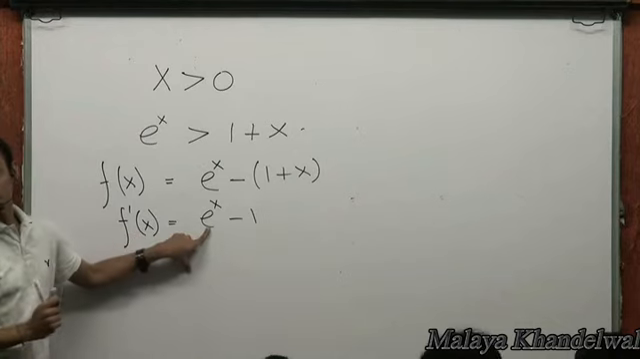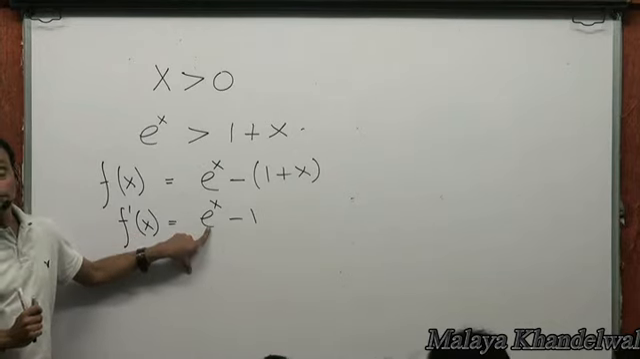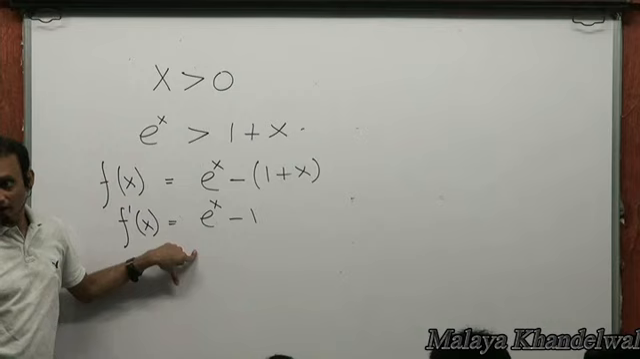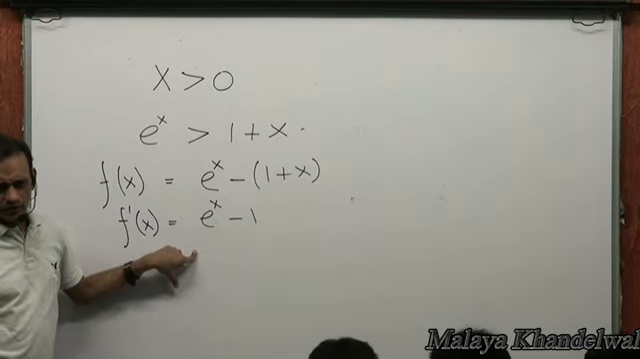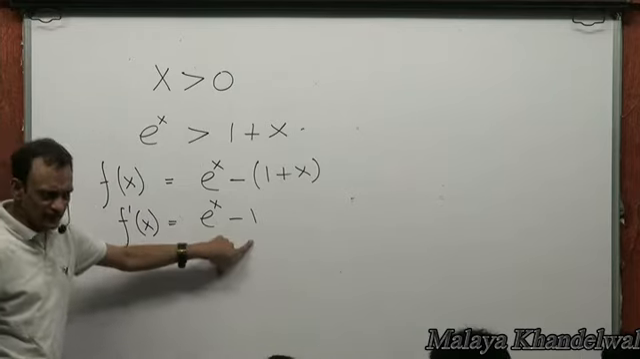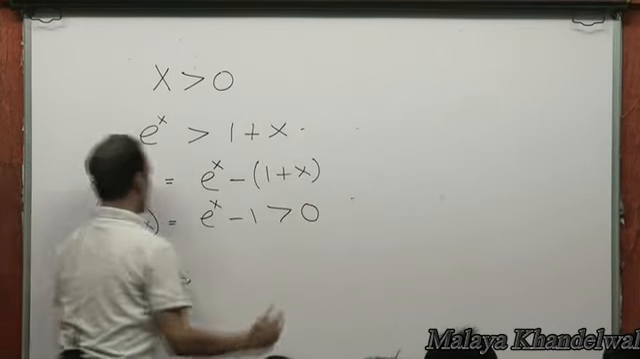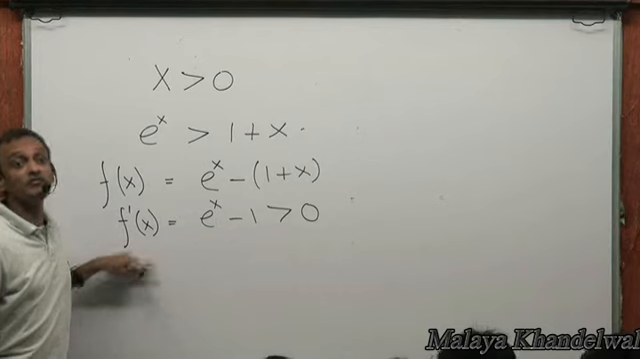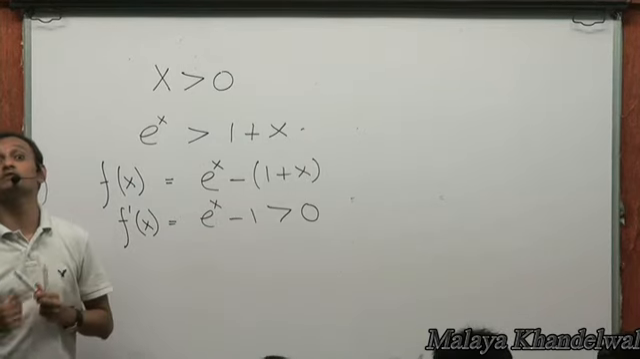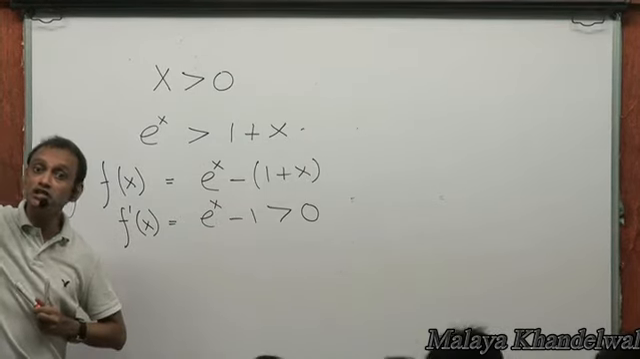But for x greater than 0, e power x will be greater than 1. Yes or no? Will be greater than e power 0, so greater than 1, right? So e power x minus 1 will be positive. So f dash x greater than 0 means f(x) must be an increasing function of x.